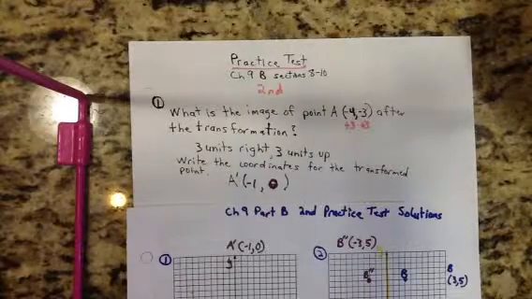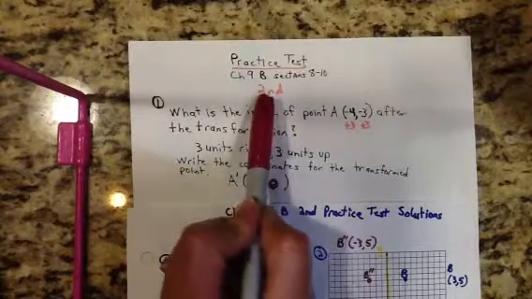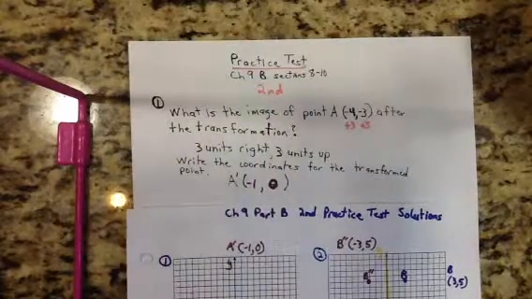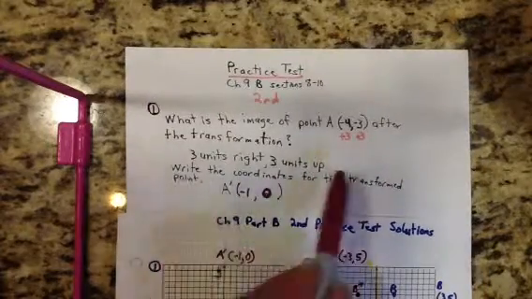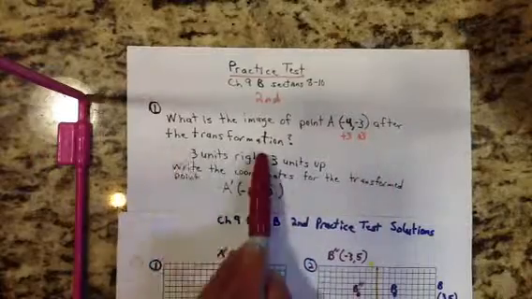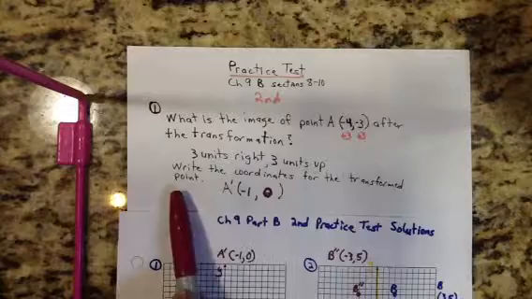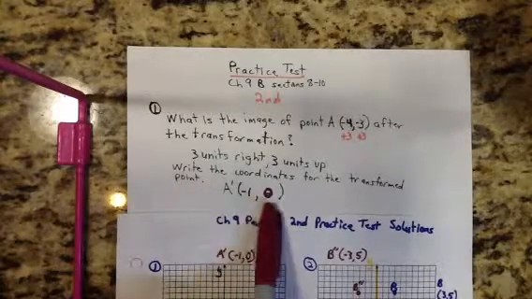What is the image? Okay, and this is our practice test, Chapter 9, Part B, and it's the second practice test. So let me get started with number 1. What is the image of point A, which is -4, -3, after the transformation 3 units right, 3 units up? Write the coordinates for the transformation point, which is -1, 0.